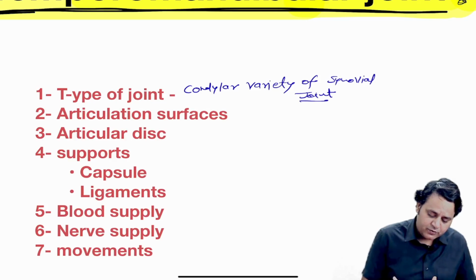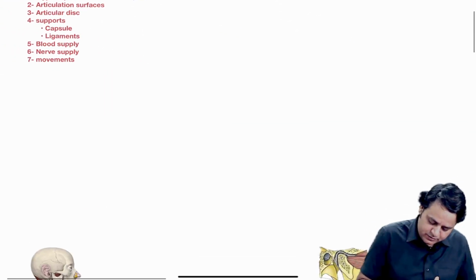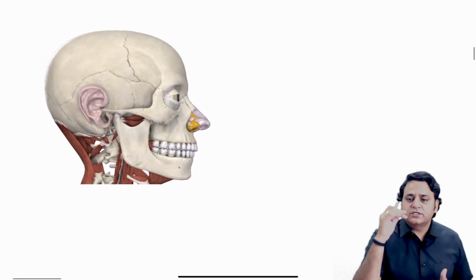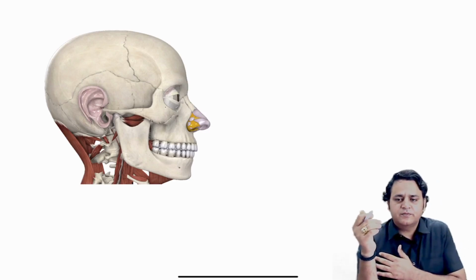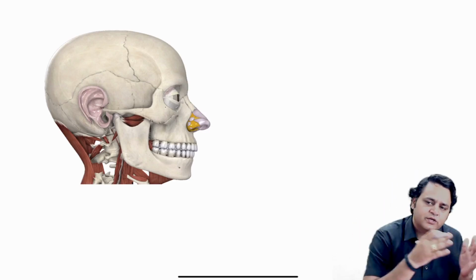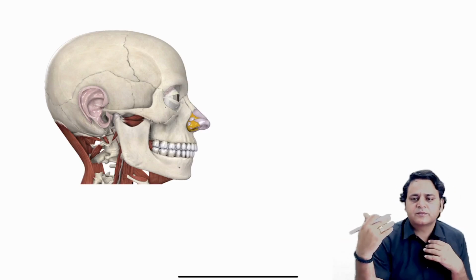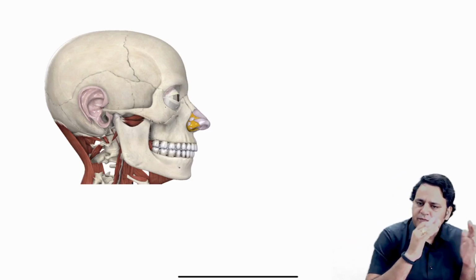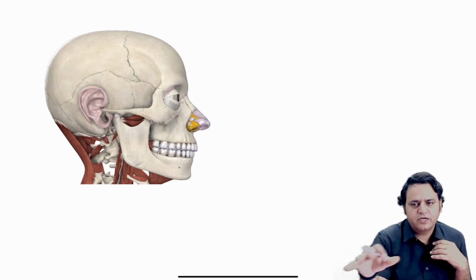After knowing the articular surface and type of joint, now we will come to the articular disc. This articular disc is present in all the synovial joints of the body. Like the shoulder joint, we have two bones and an articular disc on the end of the bone. In between these bones, there is a cavity that is filled with synovial fluid.